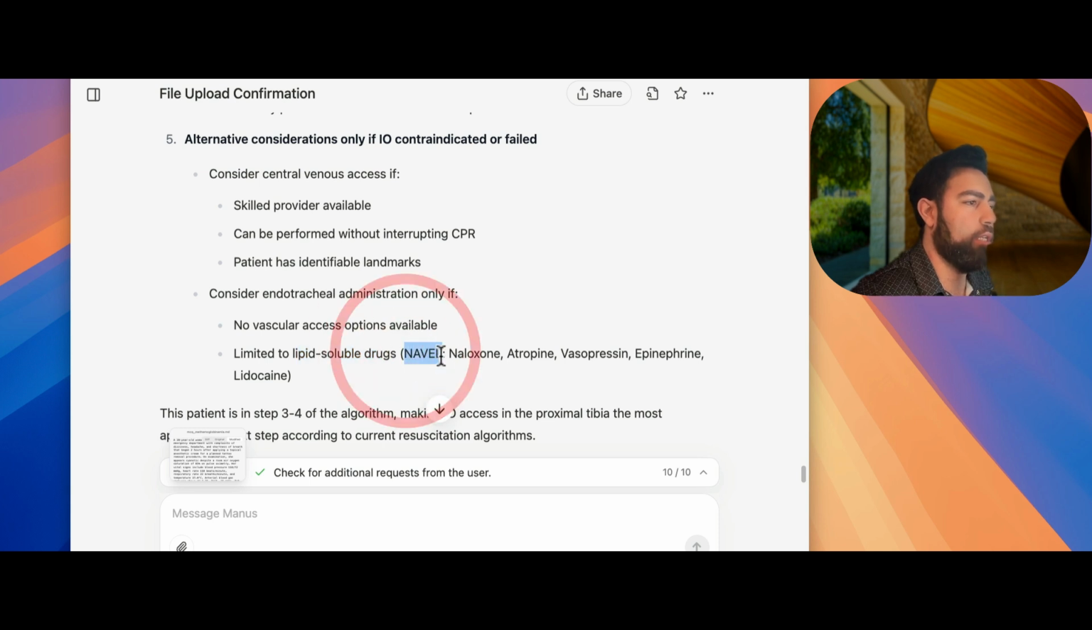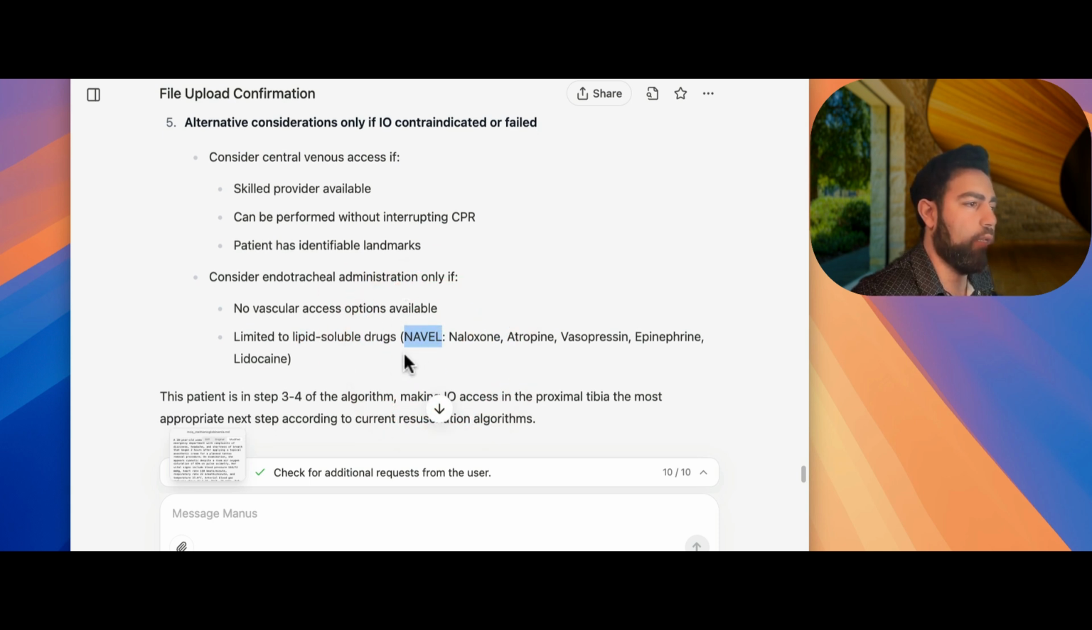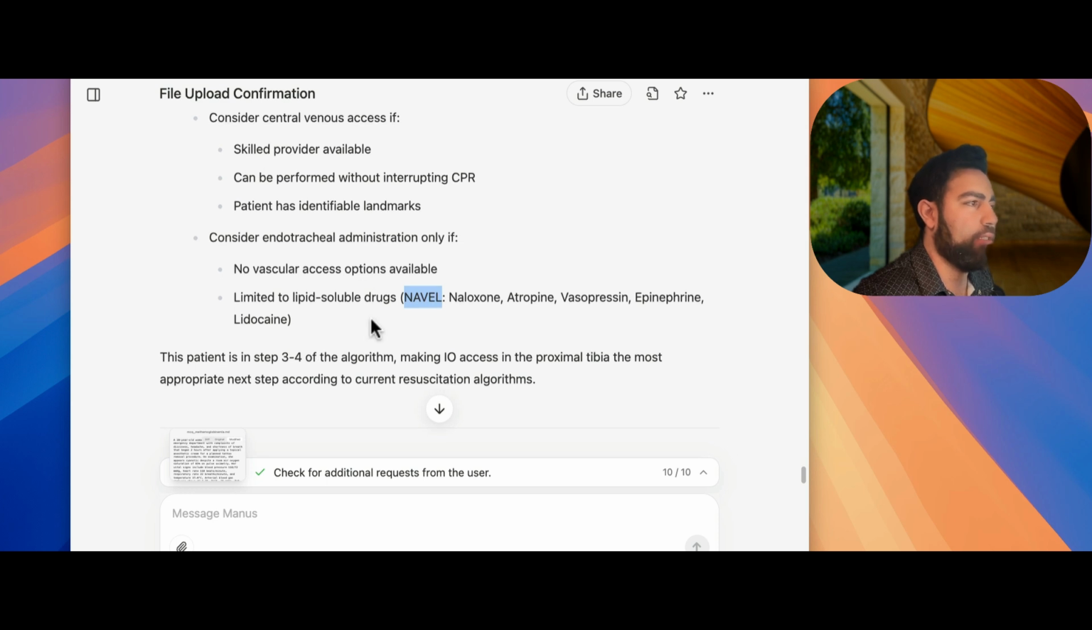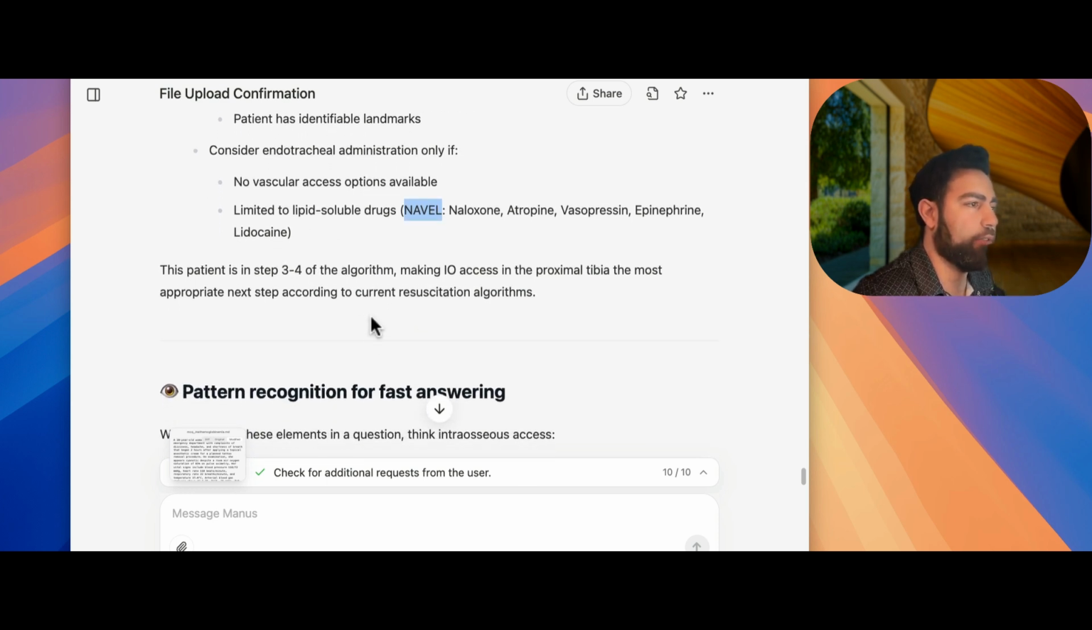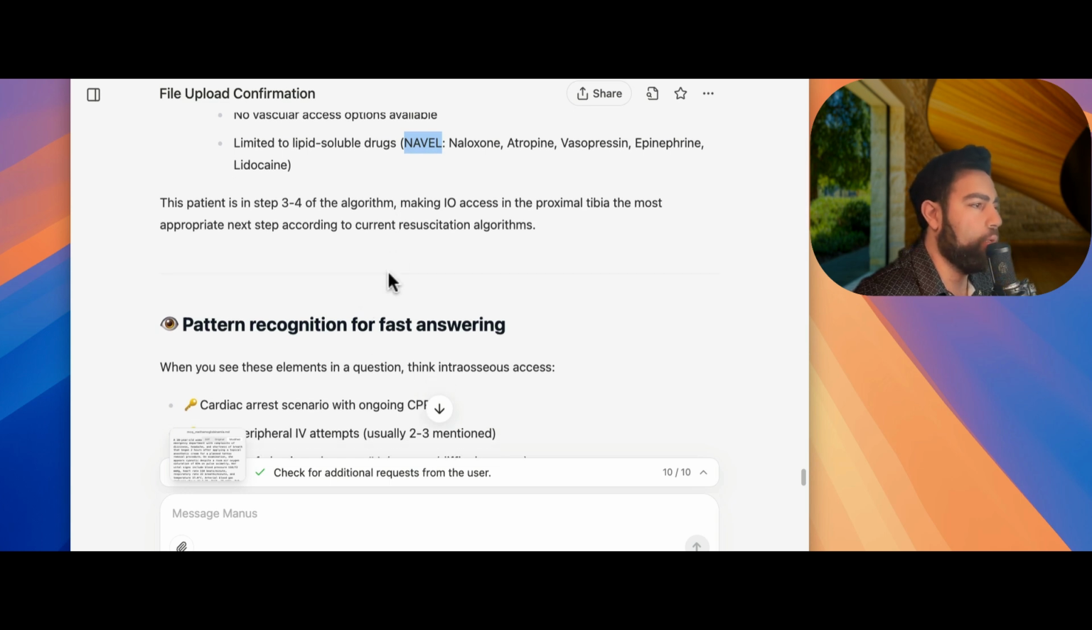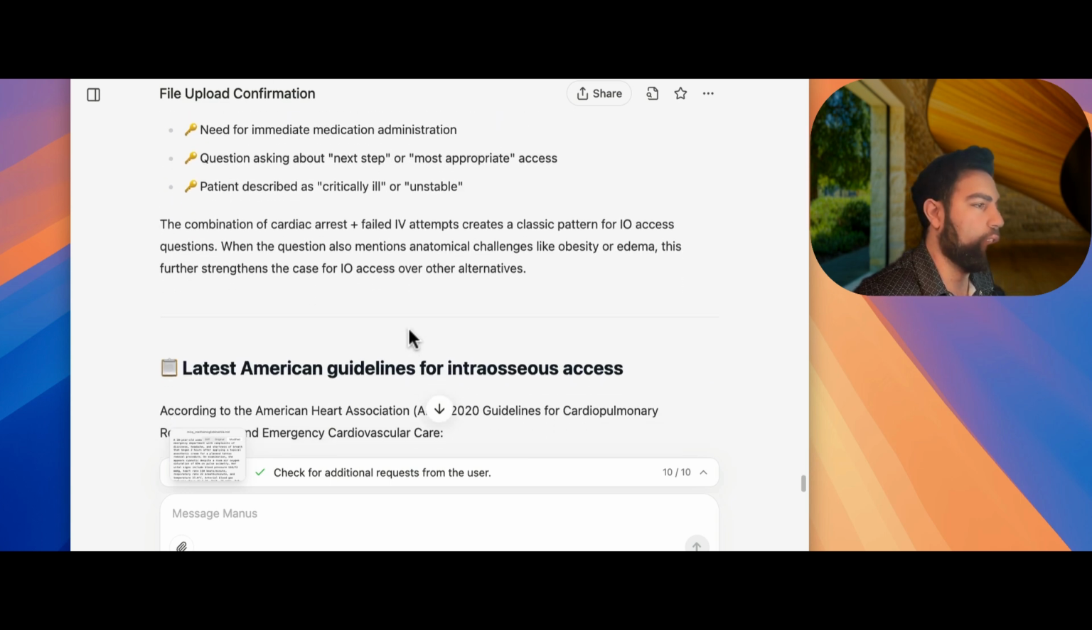So this is the mnemonic NAVEL that they use. You can give naloxone, atropine, vasopressin, epinephrine, and lidocaine. Those are the only ones that you can give through the ET tube. But again, this is very last line, if all else really fails. And then this kind of goes over the same thing.